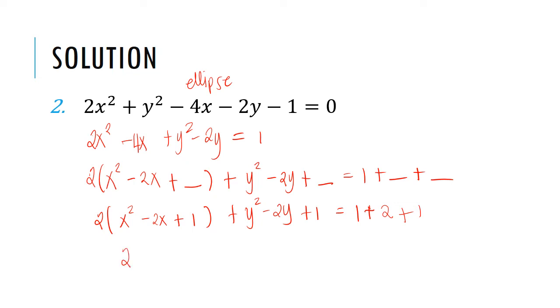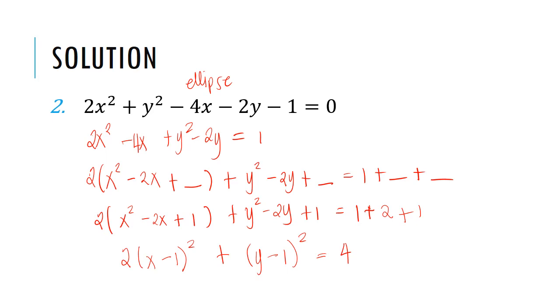Now, the term inside the parentheses is a perfect square, and it simplifies to x minus 1 squared. The same is true with y squared minus 2y plus 1. It would simplify to y minus 1 squared, and the right side is 1 plus 2 plus 1, which gives you 4. Clearly it is not a circle because you have a constant term outside the parentheses.